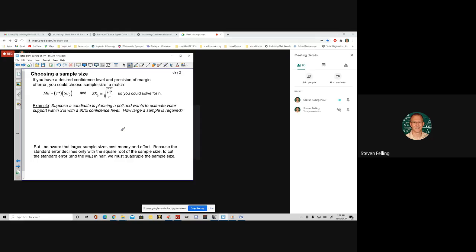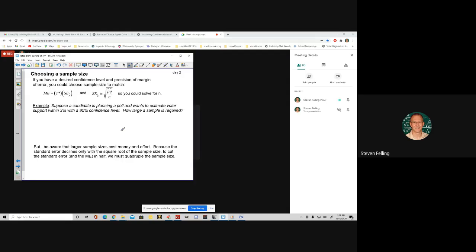So it's not good to go to all the trouble of collecting a bunch of data, processing it, doing the analysis, only to find out that you could only report the answer within plus or minus 20% when you really needed it to be plus or minus 5%. It's better to find out ahead of time that you should have collected more pieces of data, right? A bigger sample size. All right, so if you have a desired confidence level and a desired precision up front, you can calculate the sample size to match that.